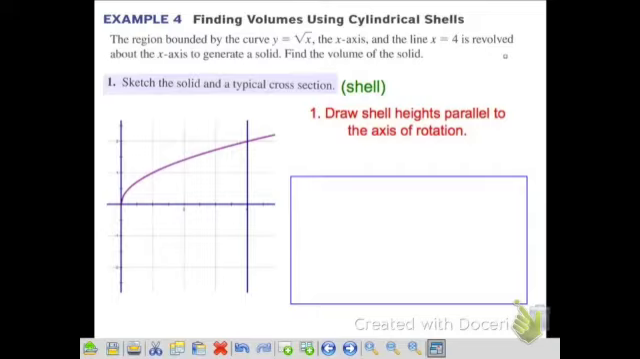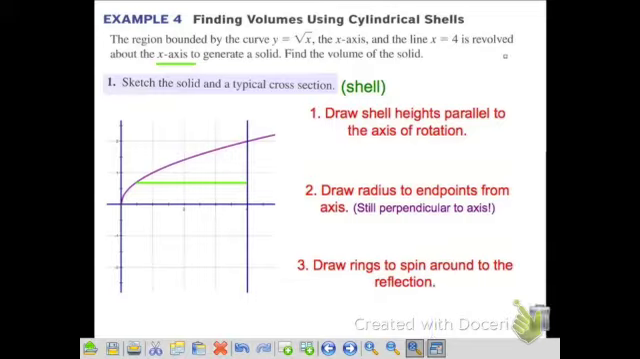Okay, so let's work through the basic steps of one of these problems. Now, first we want to sketch a cross-section like before, and to do that we're going to start by drawing the shell heights parallel to the axis of rotation. So if my axis of rotation in this problem, I'm revolving around the x-axis. Now this one's not going to have a hollow center, but the heights are always parallel to that. So I just choose a spot somewhere along there to draw kind of a random height.